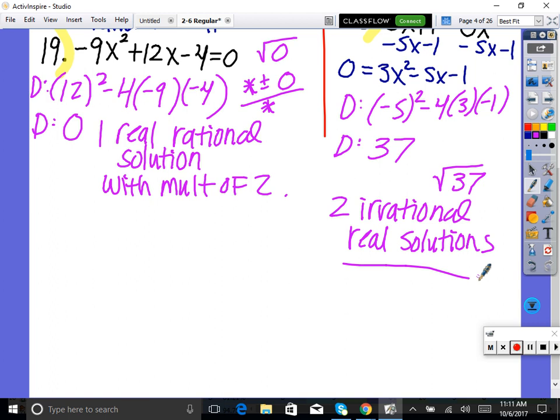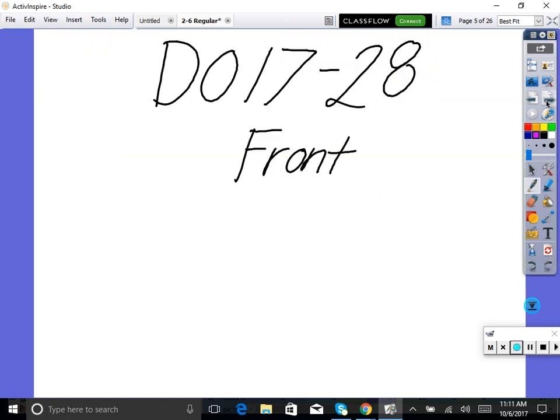That, I swear to you, is so much easier than trying to memorize, oh, it's this and this and this and this. Just think about it, because then you have enough to remember for the test. Okay. Ready, go. Do the front, 17 through 28.